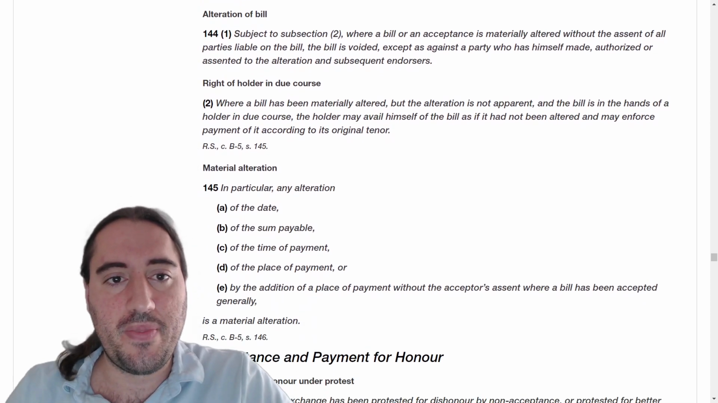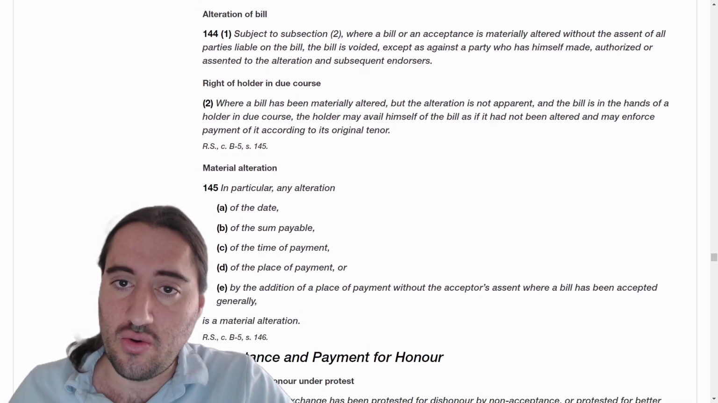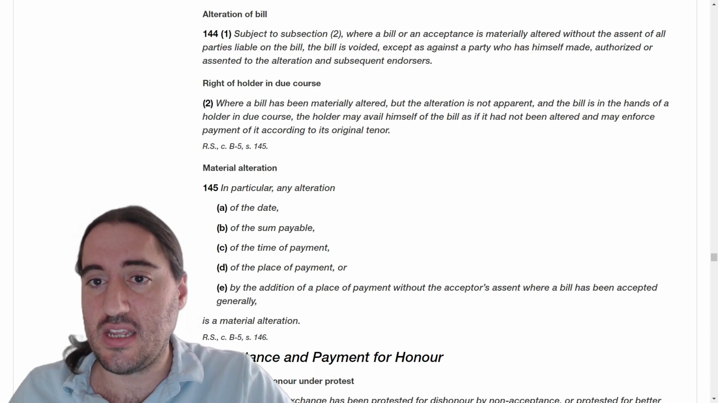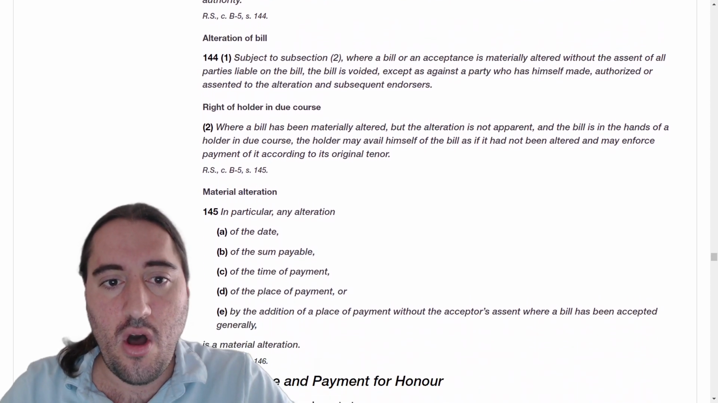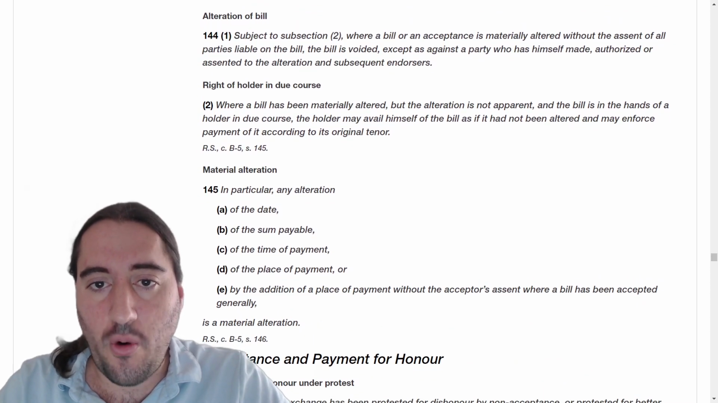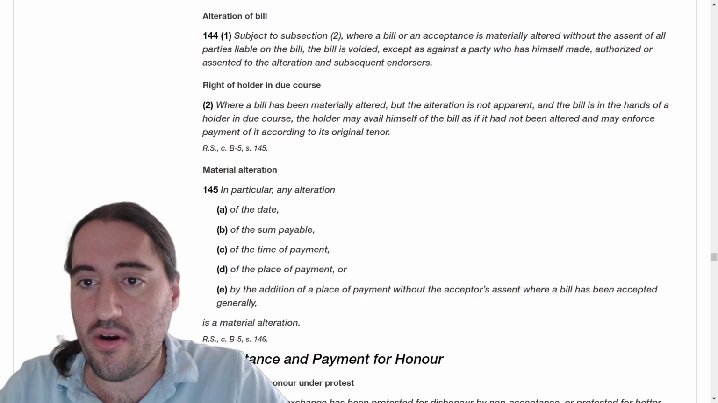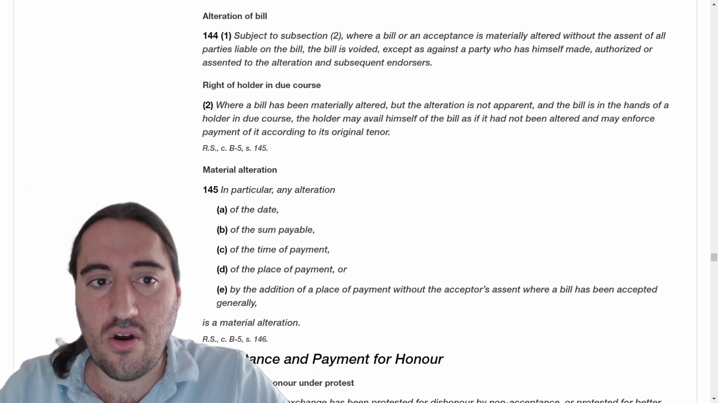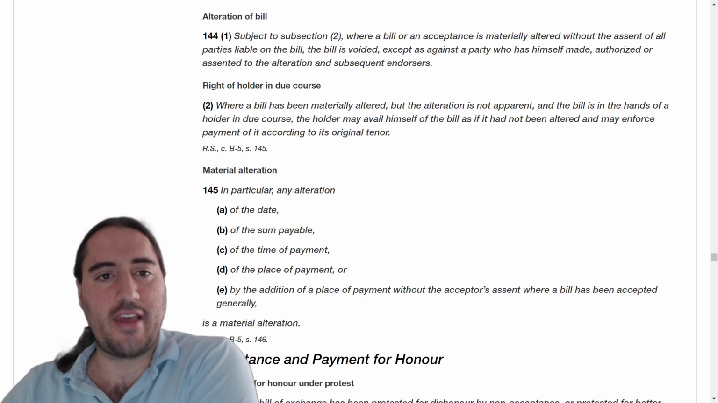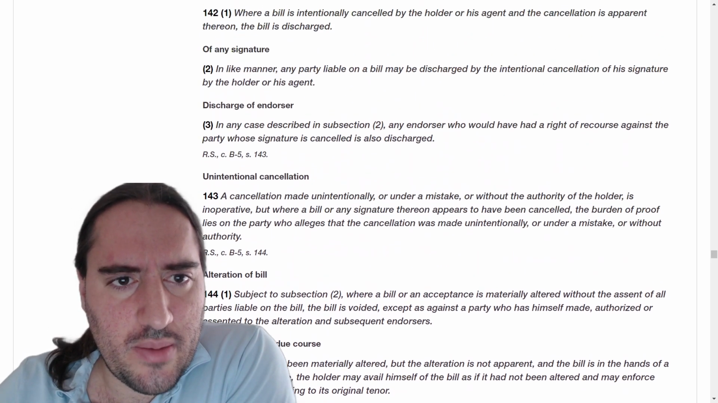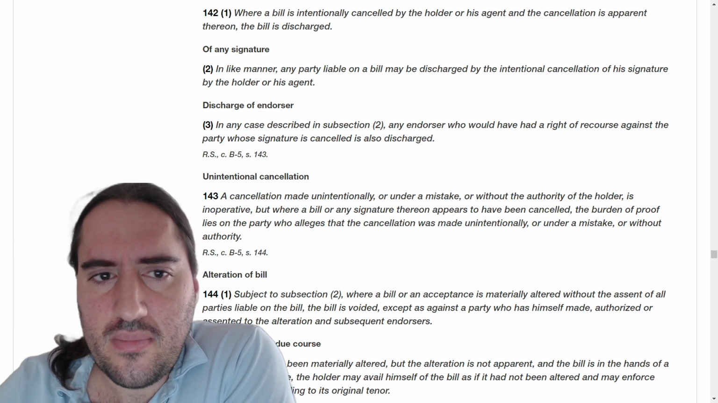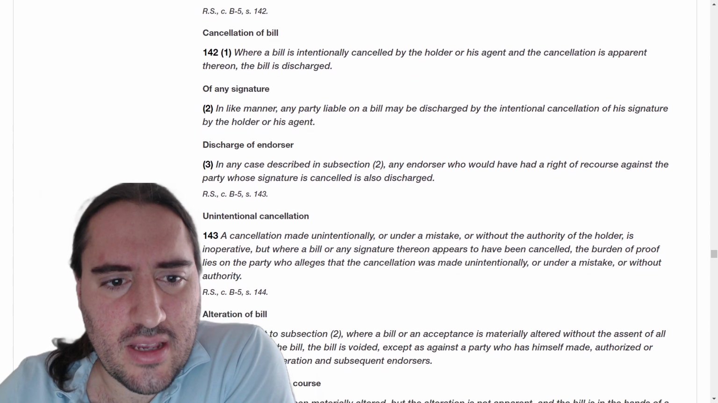Alteration of bill. 1. Subject to subsection 2, where a bill or an acceptance is materially altered without the assent of all parties liable on the bill, the bill is voided except as against a party who has himself made, authorized, or assented to the alteration and subsequent endorsers. Let me read that again. Alteration of bill. Subject to subsection 2. So where's subsection 2? Is that of the cancellation?